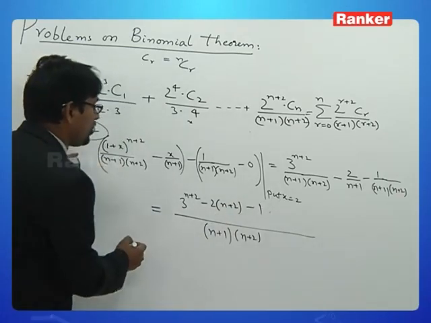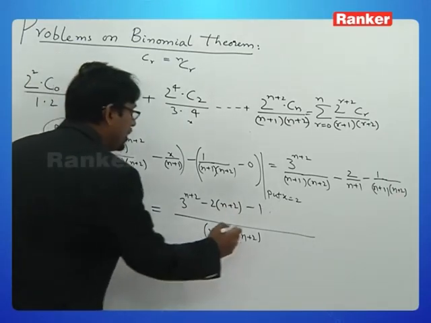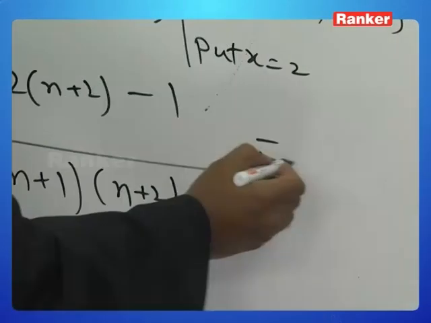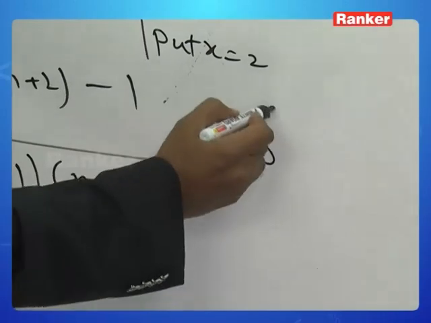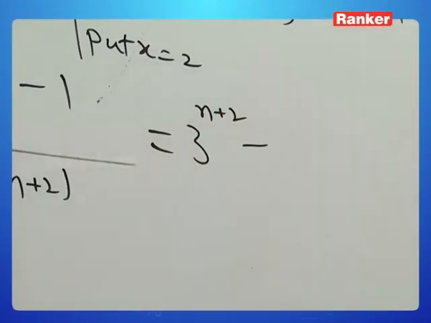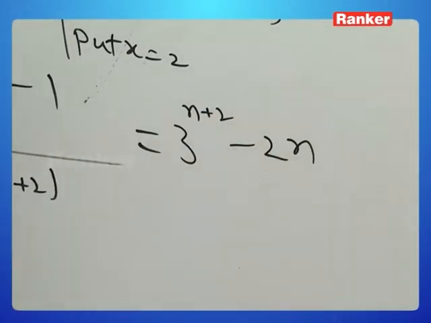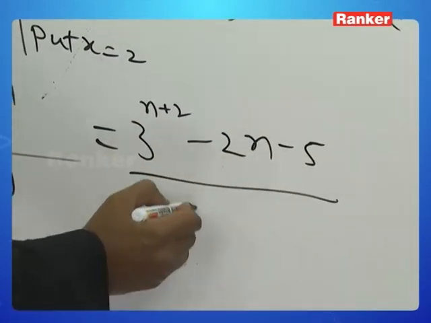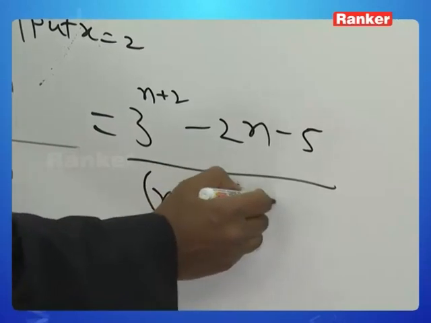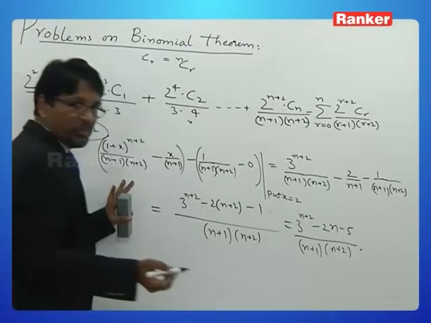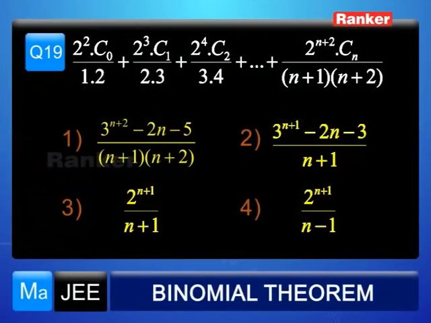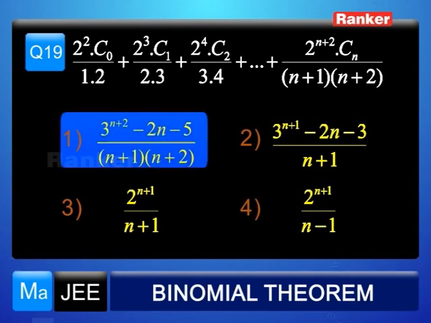So what does that come out to be? After simplification, this turns out to be 3 power of n plus 2 minus 2n minus 4 minus 5. That makes it 2n minus 5 by n plus 1 into n plus 2. So clearly, as you observe, the right option is answer 1.